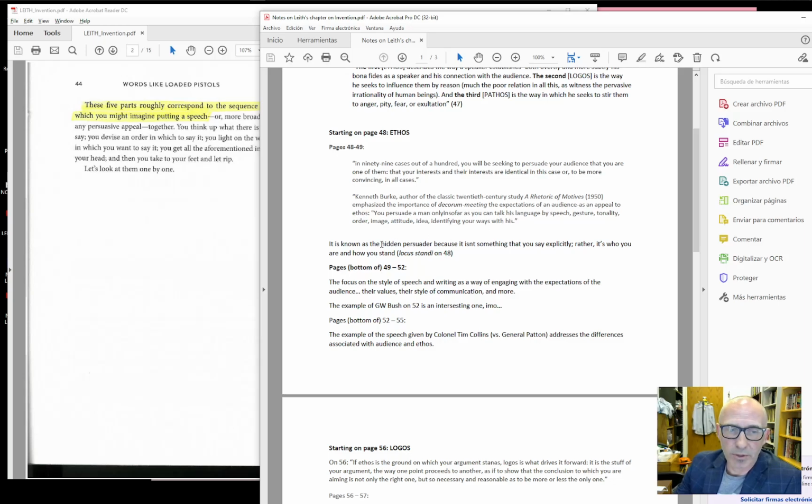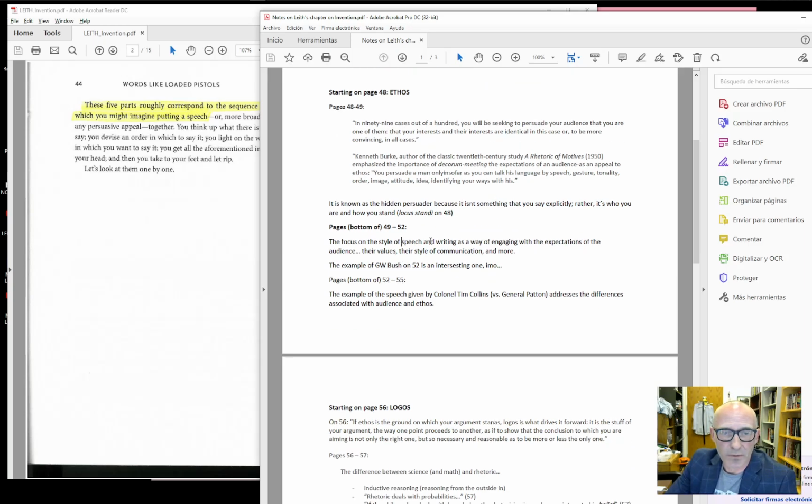Ethos is also known as the hidden persuader because it's not really something you're saying explicitly. It's something you perform. It's a style of being through speech, through gesture, through posture, through attitude, through anecdotes related to experience that you're able to bring in, and related to what I was just saying, a sophistication in understanding who you are in comparison and contrast to the audience. Okay, so all of that. Ethos is incredibly powerful. Bottom of 49 to 52.